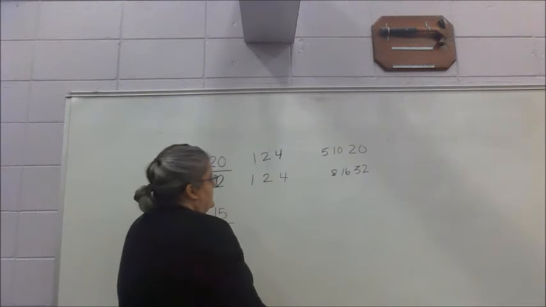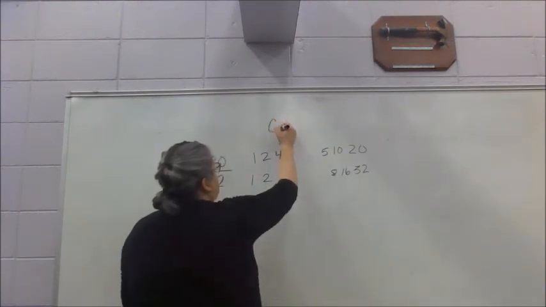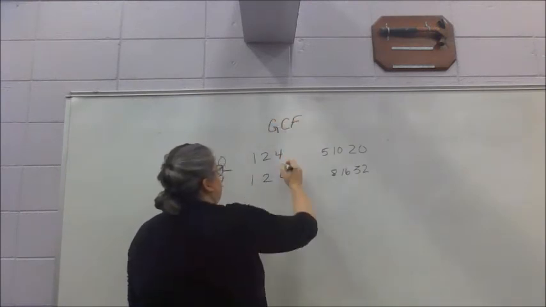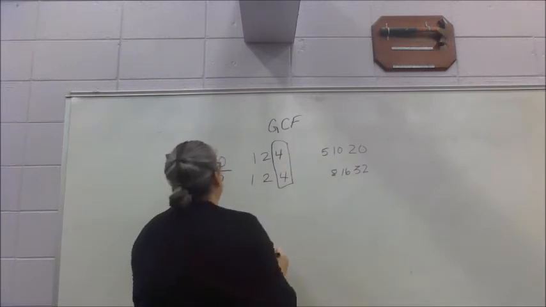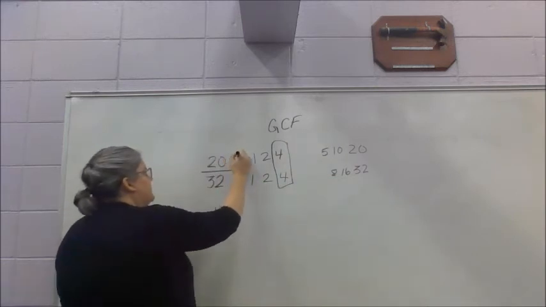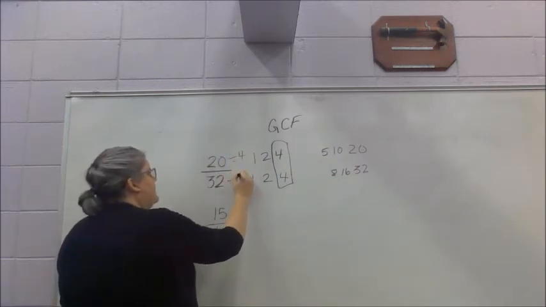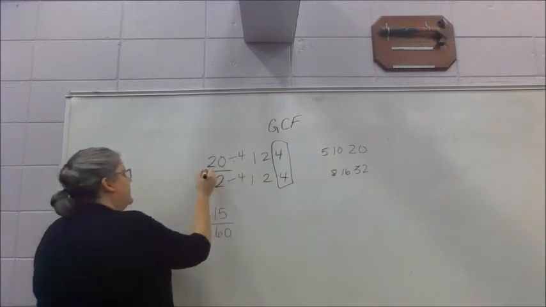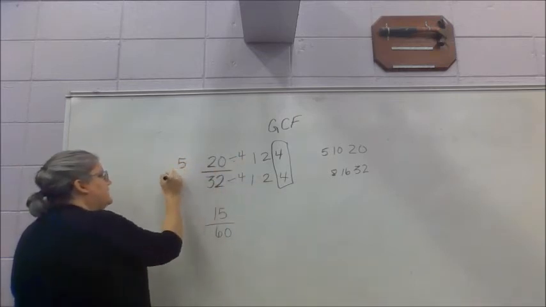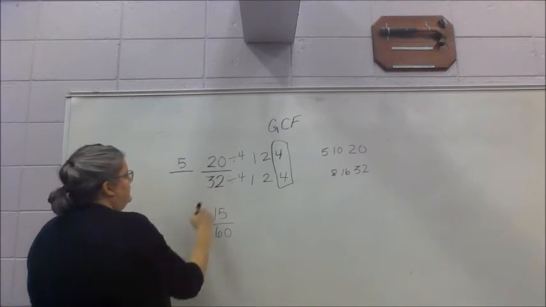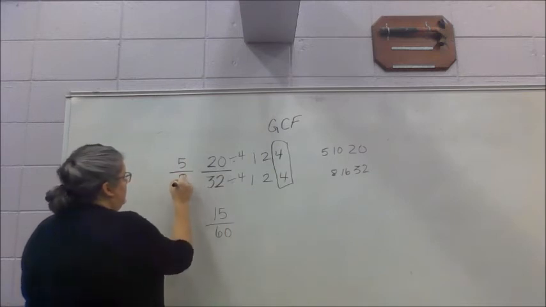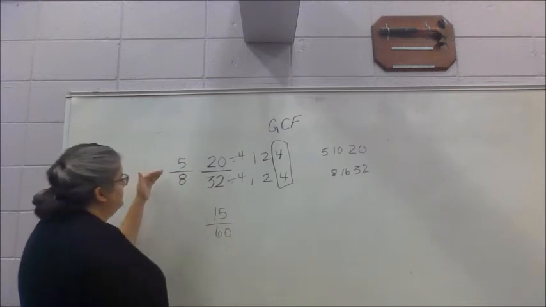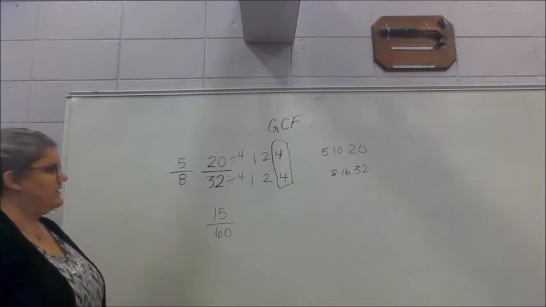So what's the biggest one for the GCF? The biggest one is 4. So that means I can simplify both of these by 4. And I get 20 divided by 4 is 5, and 32 divided by 4 is 8. So this is, in simplest form, 5/8.